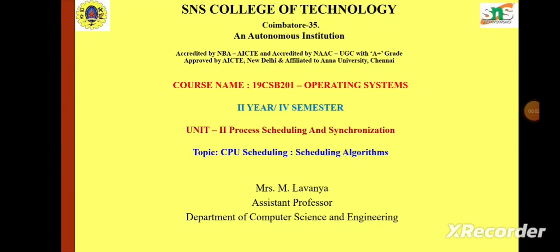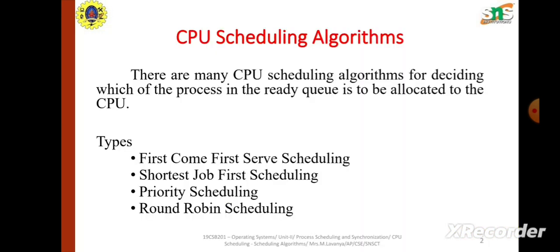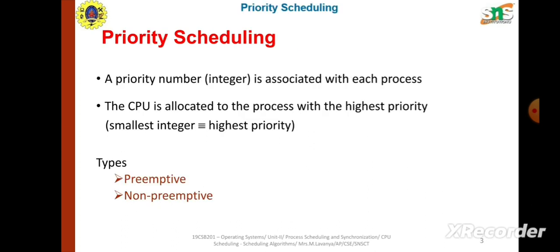Hi everyone. The topic we are going to see today is CPU scheduling algorithms. Under this, we have already seen FCFS scheduling and shortest job first scheduling. In shortest job first, we have seen preemptive SJF and non-preemptive SJF. In today's session, we are going to see about priority scheduling.